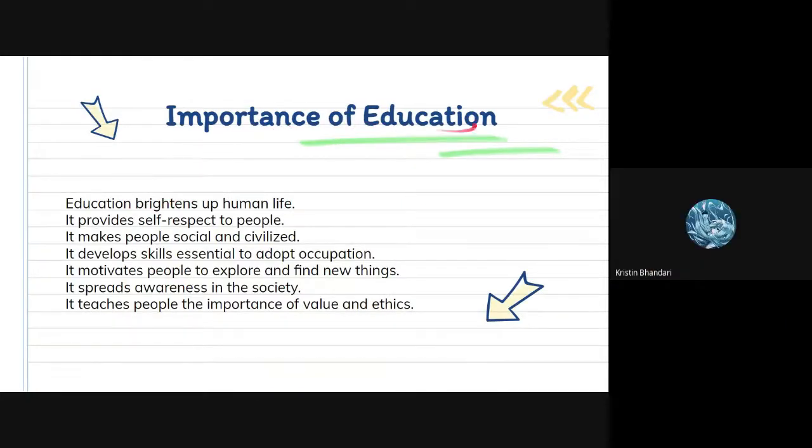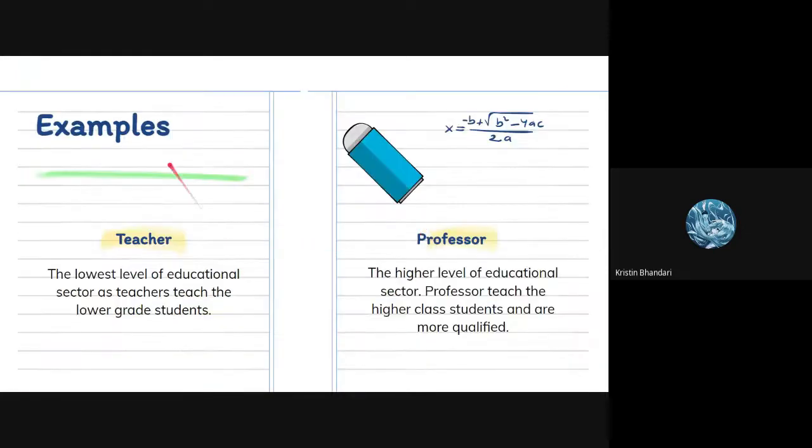Importance of education. Education brightens up humans' life. It provides self-respect to people. It makes people socialized and civilized. It develops skills essential to adopt an occupation. It motivates people to explore and find new things. It spreads awareness in the society. It teaches people the importance of value and ethics.